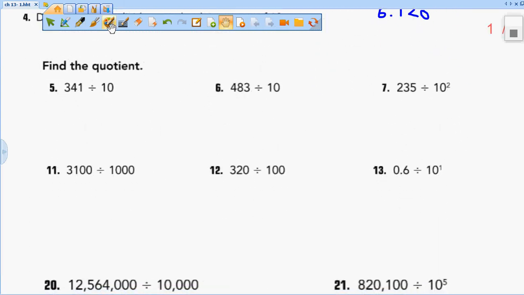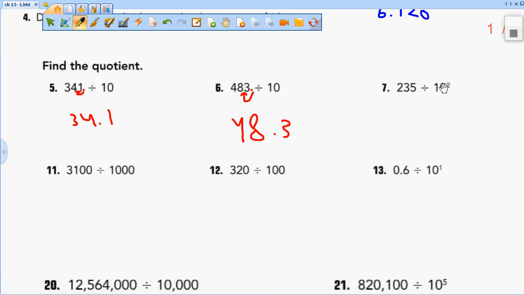Now look at this example here. Find the quotient. 341 divided by 10, no decimal point, so I have to create it. Then I am going to move to the left side, or decrease my value by 1 digit, so the answer becomes 34.1. In question number 6 here, look, no decimal point, so I have to create it. I have to move my decimal point 1 digit to the left side, so the answer becomes 48 and 3/10.